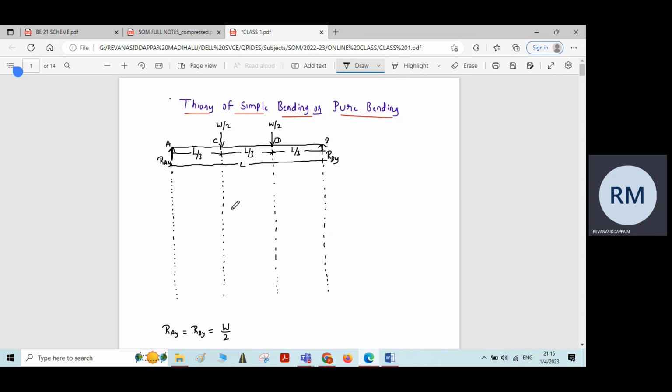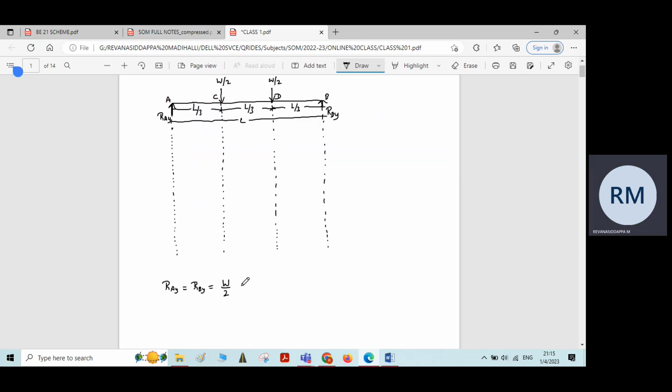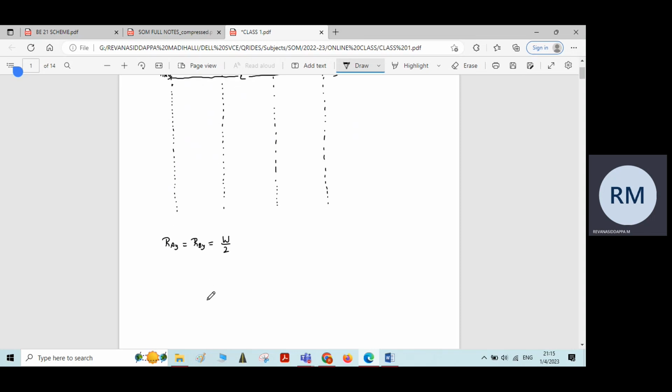Therefore, whatever the total load that will act on the beam, it will be equally divided to both the supports, so that the supports will generate reactions of equal magnitude. That is why the total load which is acting on the beam is W by 2 plus W by 2. Total W is the total load acting, divided by 2 means again W by 2. So the reaction is RAY is equal to RBY is equal to W by 2. Otherwise, we can find the reactions by applying equilibrium equations. Because of symmetric loading, I have directly written the answer.